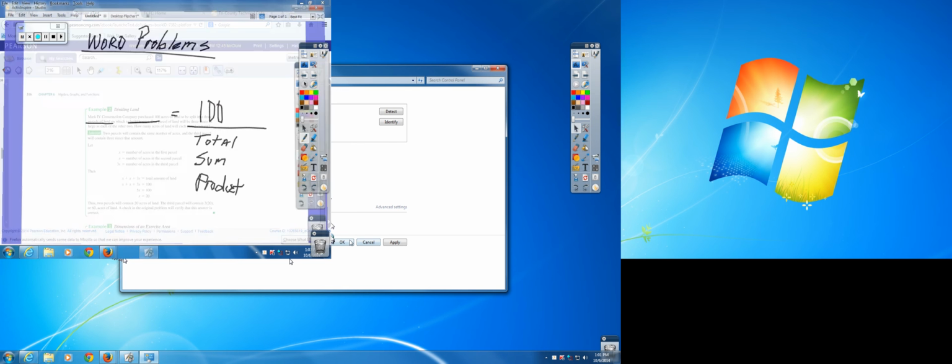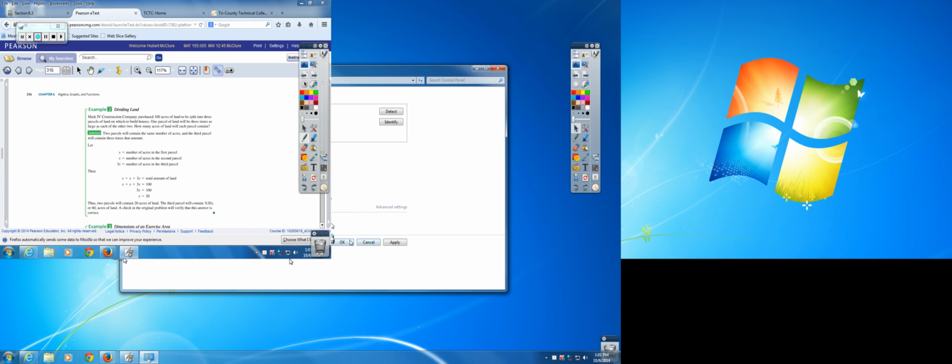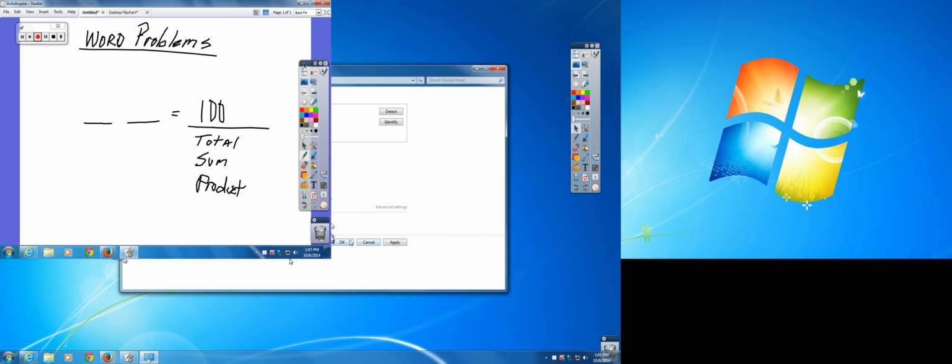All right, let's see what else it says. 100 acres of land is to split into what? How many parcels? 3. So let's go back. So instead of 2 parts on the left-hand side, it's what? 3. And what can you say about those 3 pieces that equal 100? They're added together, right? You're not going to subtract 3 pieces. It doesn't say anything about subtracting. It said all 3 pieces equal 100 acres.